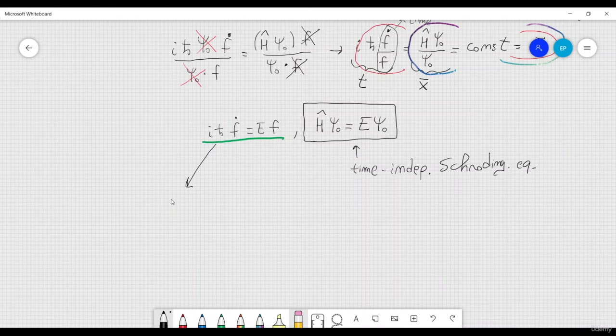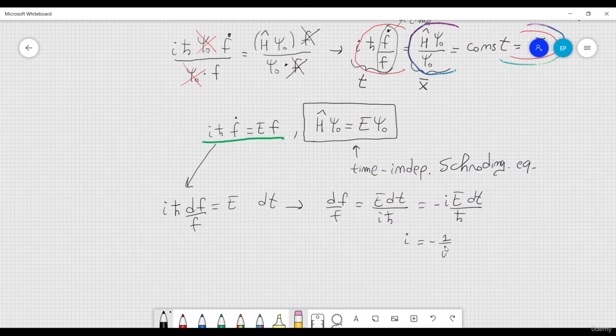because this equation here is pretty straightforward to solve. For example, you can solve it like this. You have i h bar df over dt, then you can multiply by dt, so you have E times f times dt, and you can divide also by f, so you can rewrite it like this. And from here you can write df over f equal to E times dt divided by i h bar, or just minus i E dt over h bar, because i squared is equal to minus 1, and therefore 1 over i is equal to minus i. So I could have written it like this: minus i is equal to plus 1 over i.